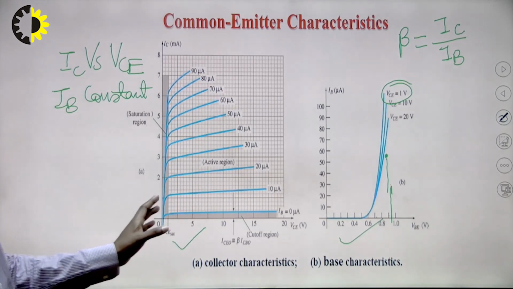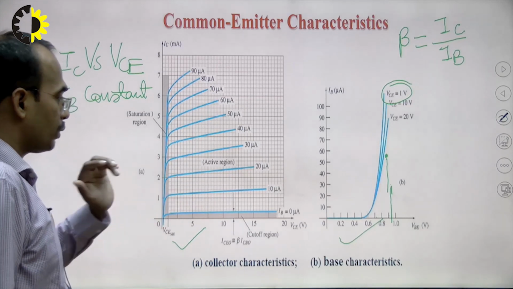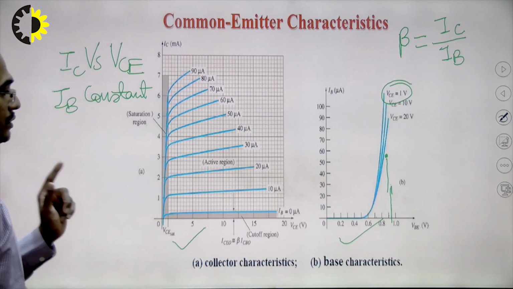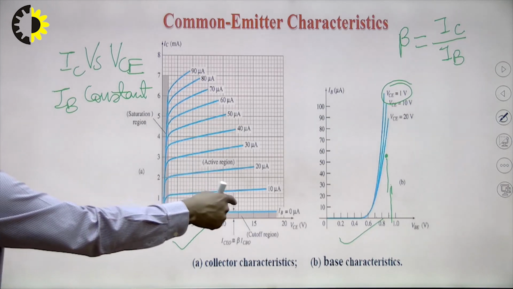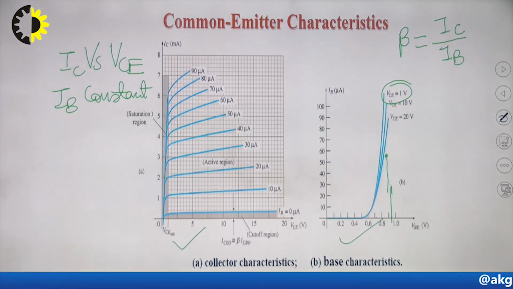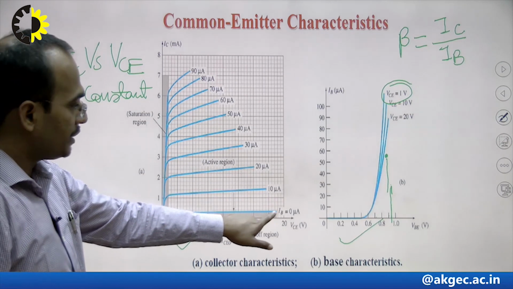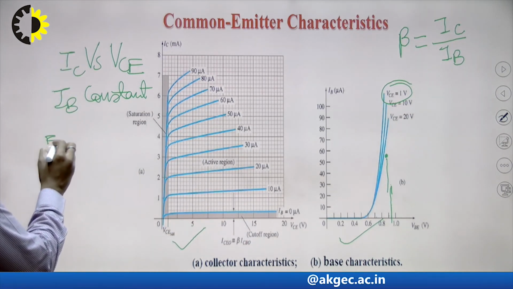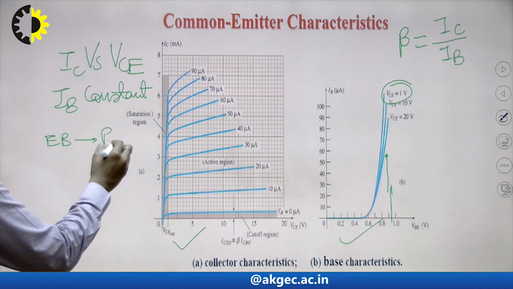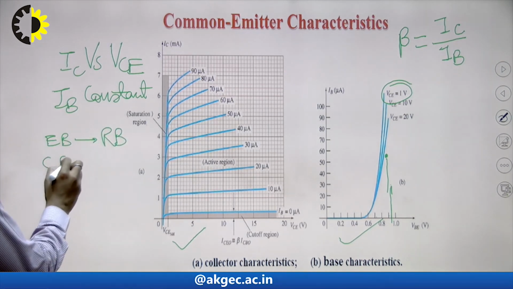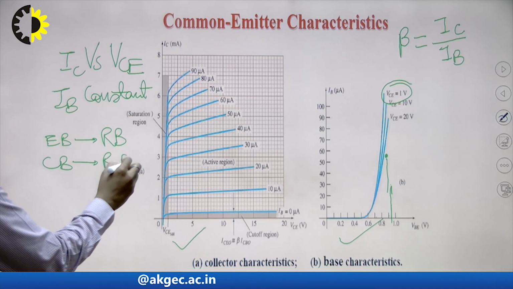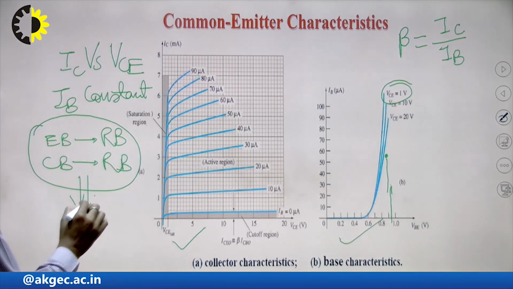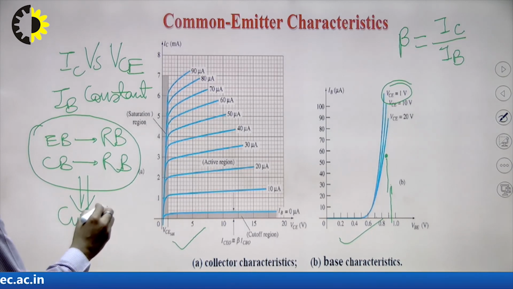For different values of IB, I will consider IB equal to 0. IB equal to 0 means you are reverse biasing the emitter base junction. If the current flowing in the base is 0, it means the emitter base junction is reverse bias, and the collector base junction is already reverse bias. It means the transistor is operating in the cut-off region.